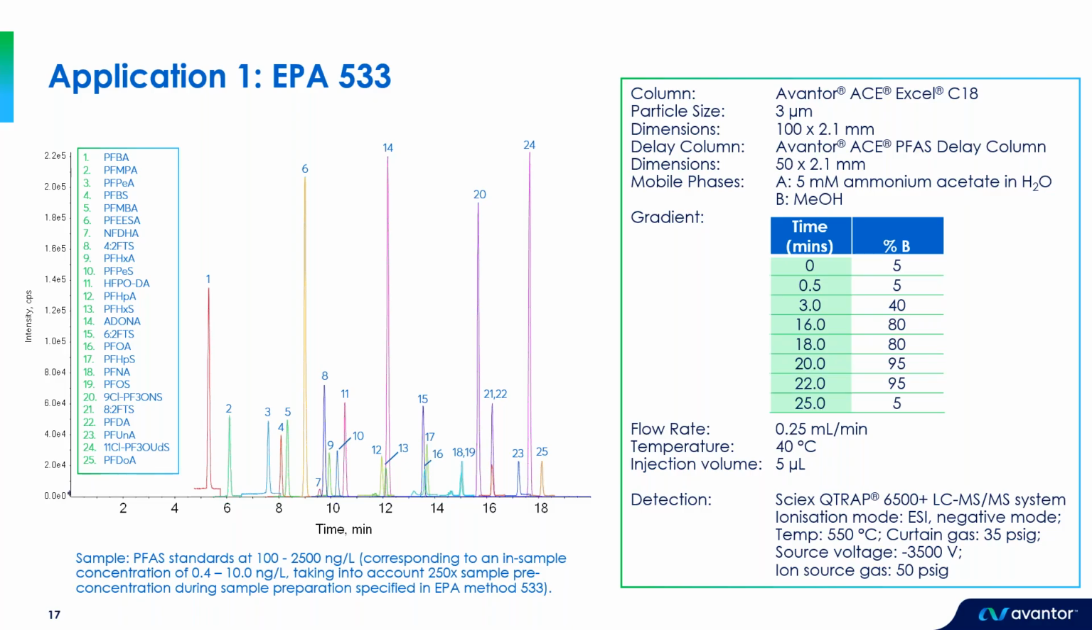Okay. The next question, could you give some advice on how to connect the delay column to the HPLC system? Yeah, so the key thing with the delay column is to connect it immediately before the sample injector. That's just to make sure that any background PFAS from the mobile phase or the other instrument components like the degasser, the pump, etc., are trapped on the delay column.